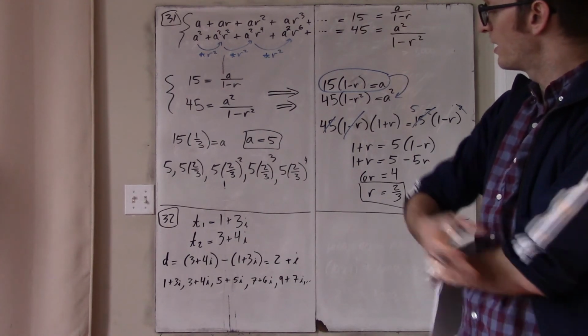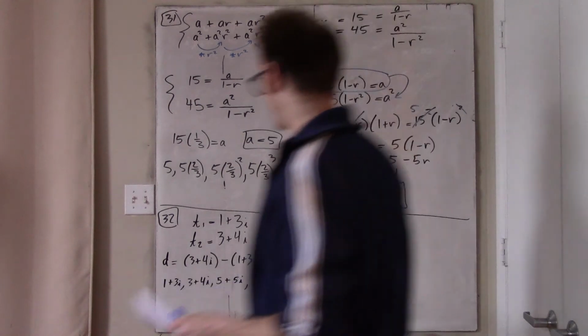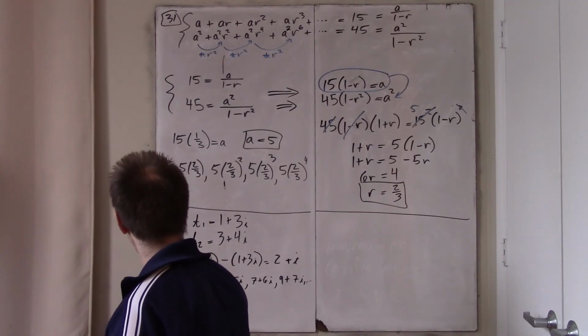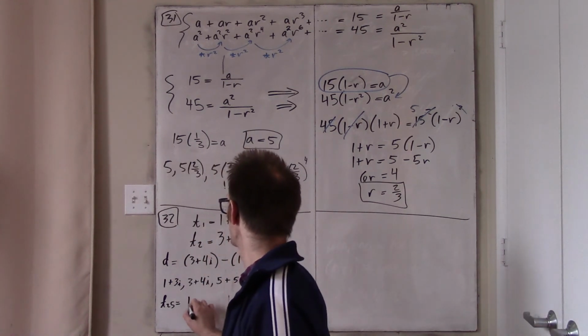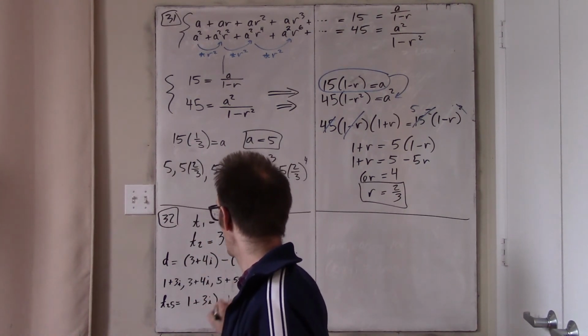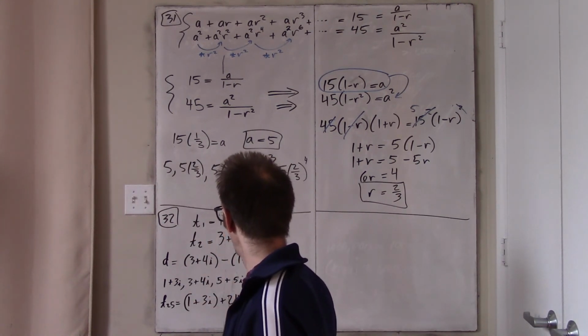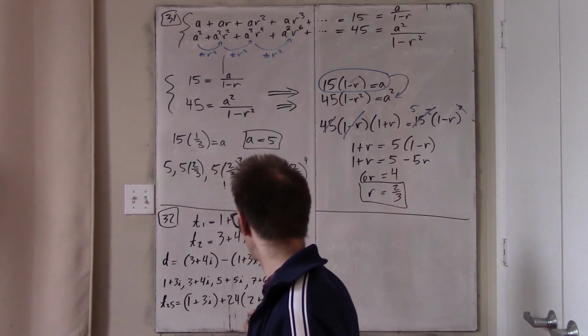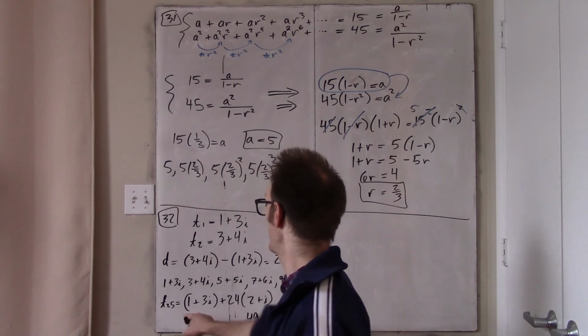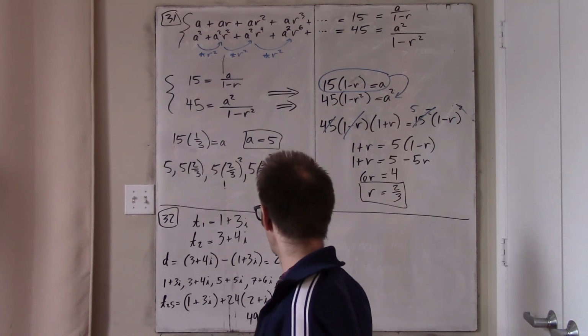Okay, well, what's the 25th term? The 25th term is just going to be the first term, so 1 plus 3i plus 24 of these d's. So it's really just that. And I guess what do I get? 48 and 1, and that's 24 plus 27i.